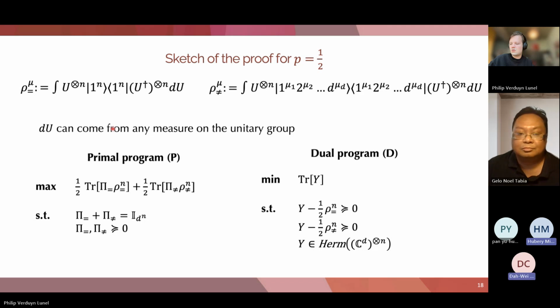Then what does the first term in the SDP primal program mean? The first term. You mean this? Yes.